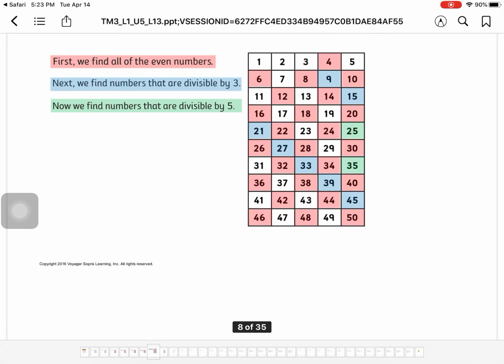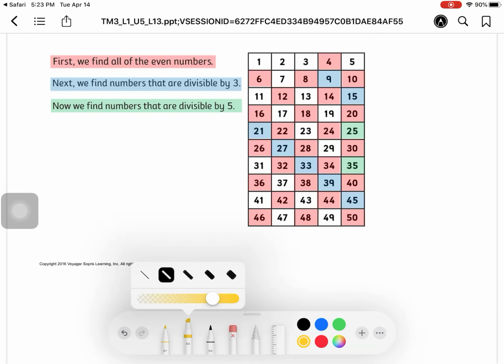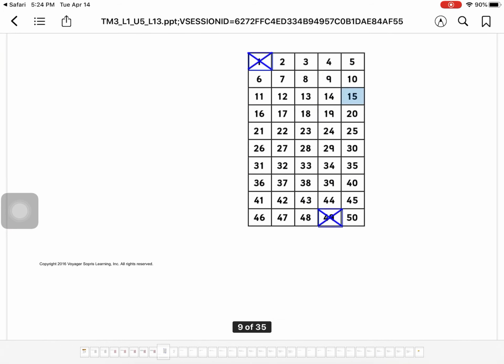If I look at the column here with the 5s, 5 we're leaving, but 10, 15, 20, 25, 30, 35, 40, 45, 50, this whole column is divisible by 5 with the exception of 5. So we can go ahead and cross all those out. Those are all divisible by 5. Now look at the numbers that have not been highlighted. They're all prime except for the numbers 1 and 49.